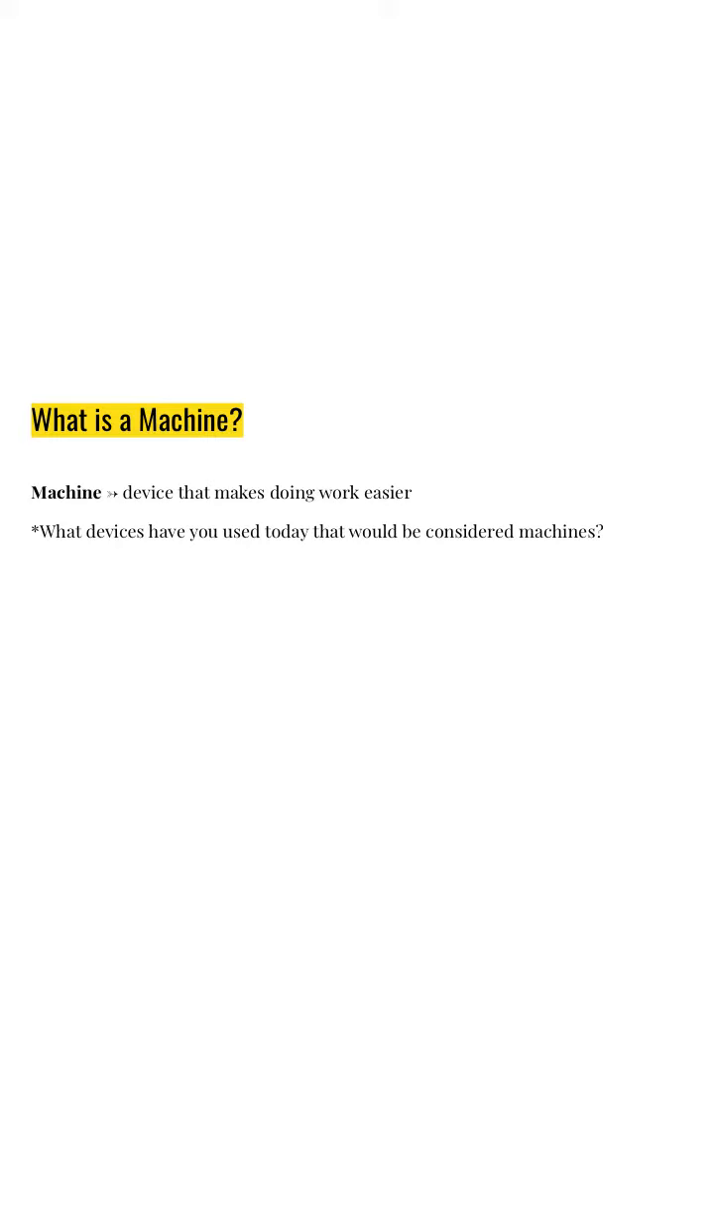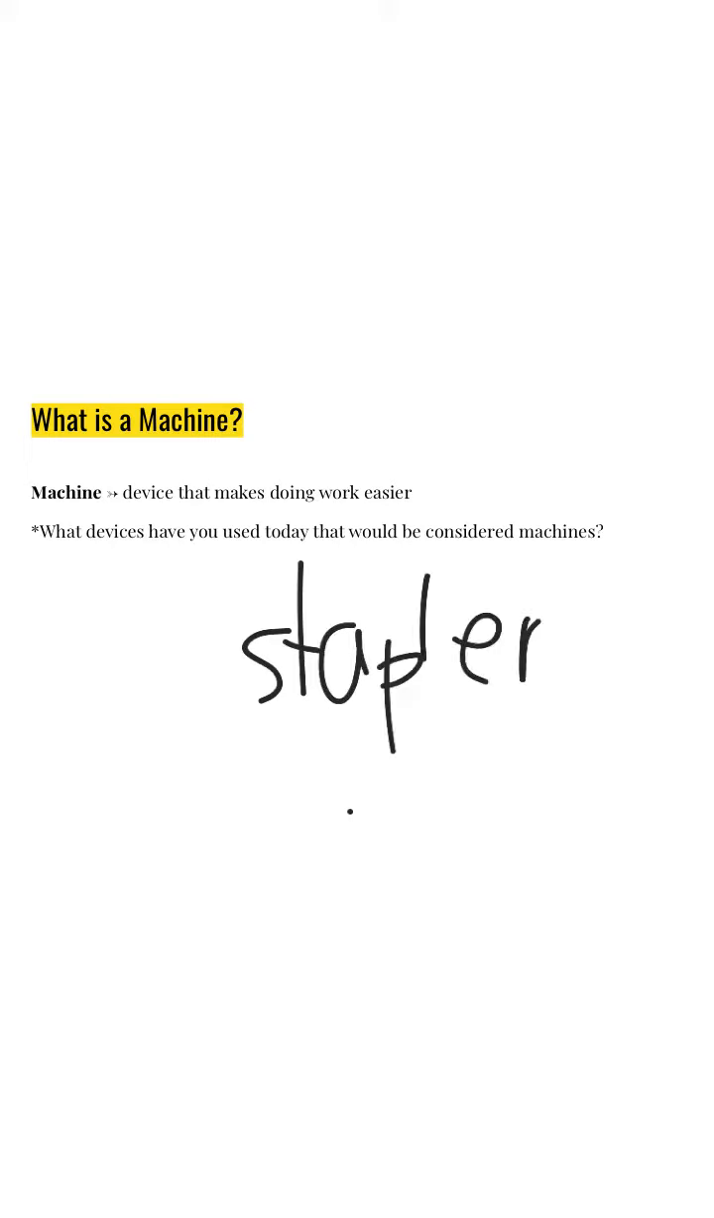If you think about things that you have used that make work easier, can you think of any things that would be considered machines that you have used today? Maybe some things you might think of are a stapler. If you are trying to bind two pieces of paper together, a stapler makes that easier. Maybe another machine would be scissors. If you are trying to cut something, using scissors is easier than trying to use something else.